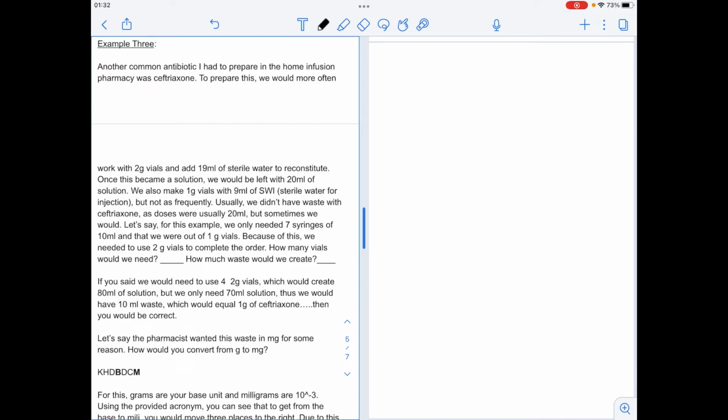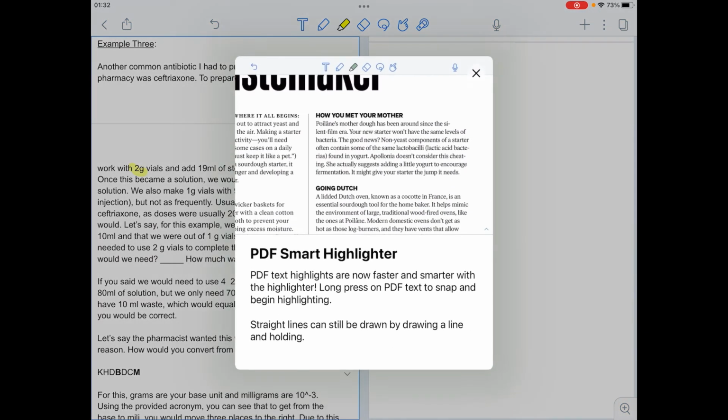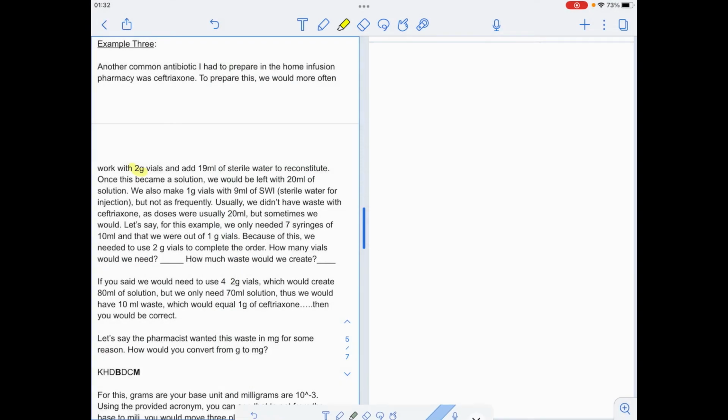So this problem is exactly what I was talking about earlier when I said sometimes once we add in our diluent, we might have a little bit more total solution. So here is the amount of medication. Here's the amount of diluent. And then here is the total amount that we'll have. So in our given, we wouldn't have 19 milliliters. We would have that 20.